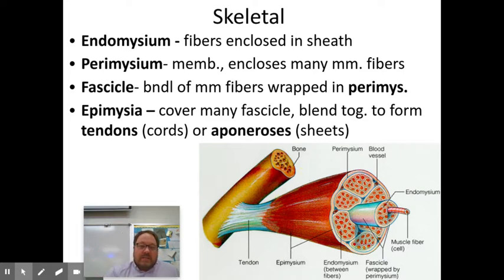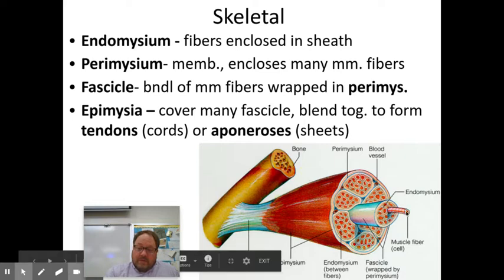The first is the endomysium. Endo means within or inside, and myo means muscle. So the endomysium is connective tissue that wraps around a single muscle cell. Okay, so you can see each of these muscle fibers here, each of these muscle cells is wrapped or enveloped in some connective tissue.